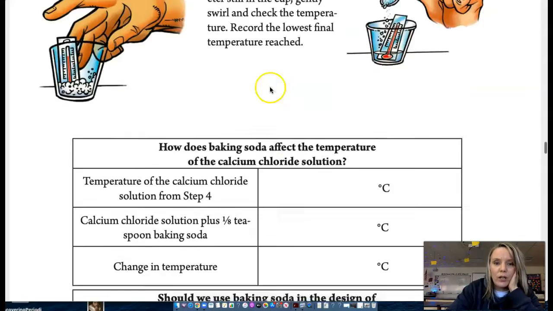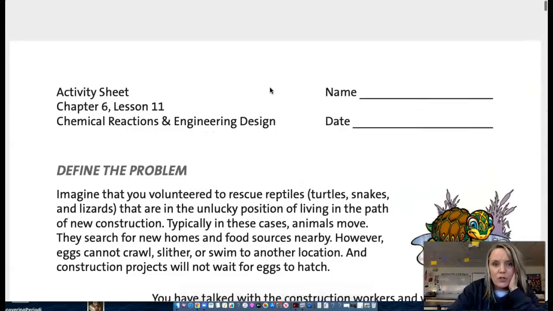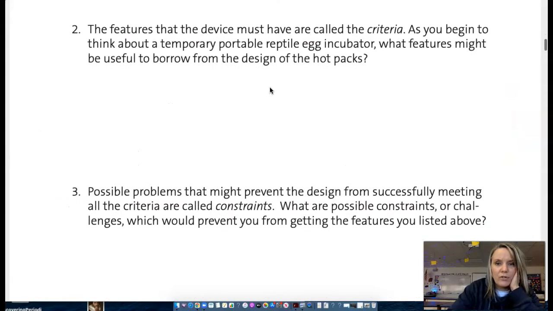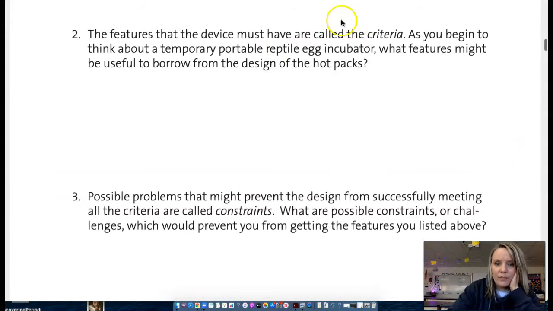Okay, we are going to back up a little bit to where we started out talking about the criteria and the constraints. You guys are going to be getting a specific list of materials to make your egg incubators. Okay, everybody's going to get the same amount of materials, and you'll find out what those are on Tuesday. All right.